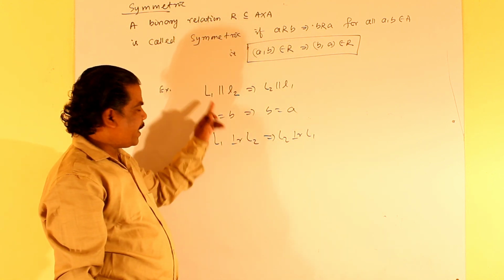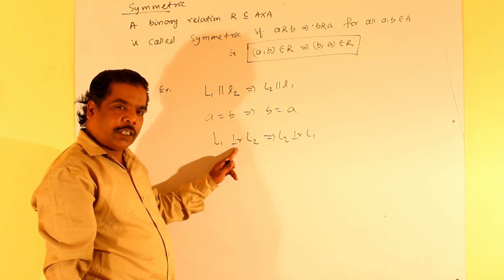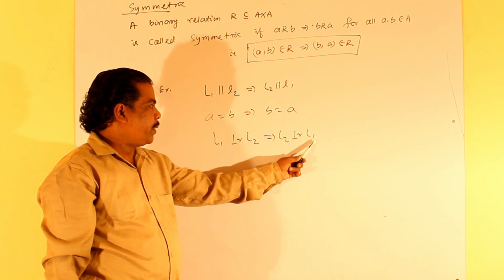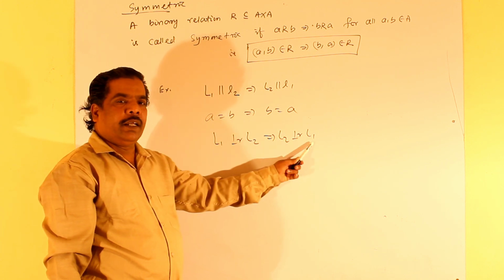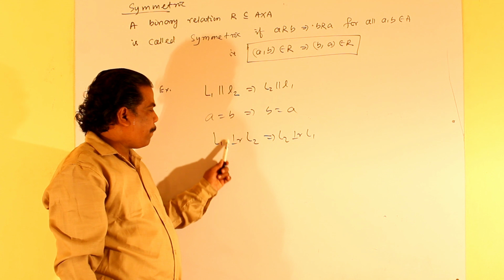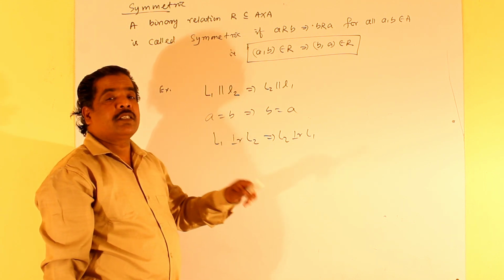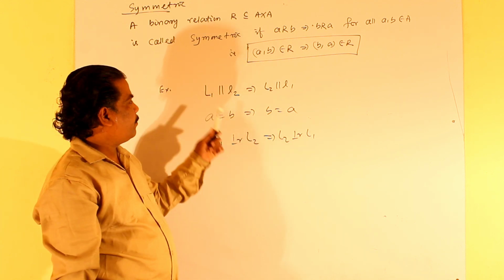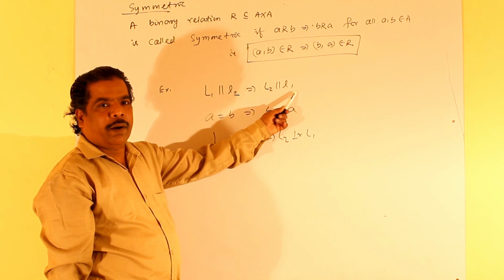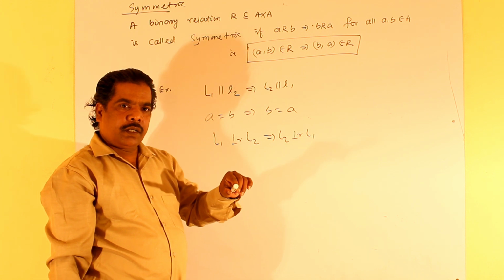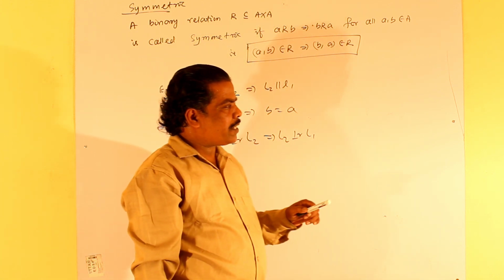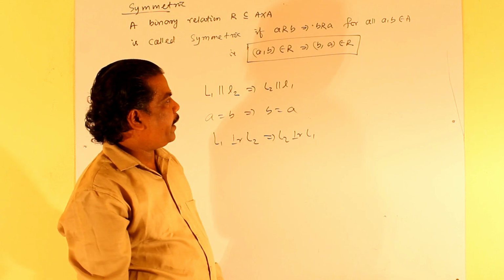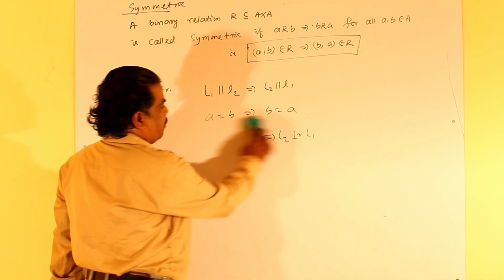Now we see all the cases. If A relation to B, here perpendicular, then B relation to A, perpendicular. So A perpendicular to B, B perpendicular to A. This satisfies the condition. Hence, the perpendicular relation is called symmetric. A equal to B, B equal to A, so the equal relation is symmetric. L1 parallel to L2, L2 parallel to L1, so the parallel relation is symmetric. The relation which satisfies the condition that A relation to B implies B relation to A, we say the relation is symmetric.